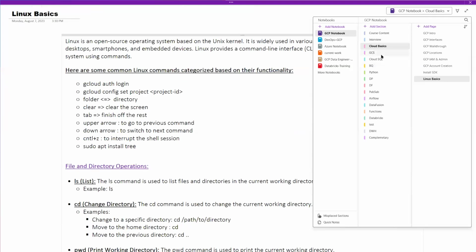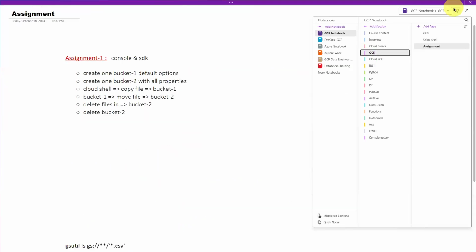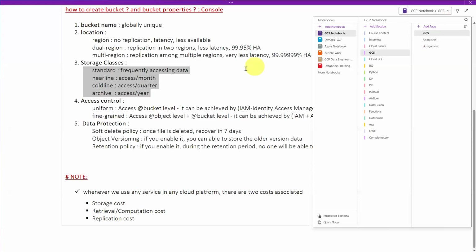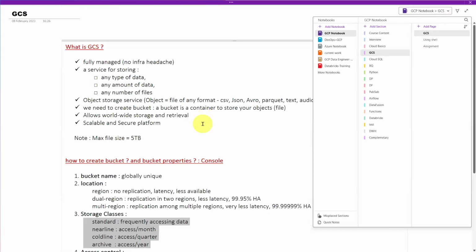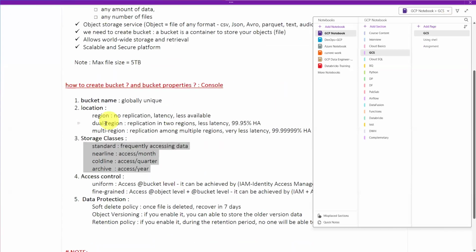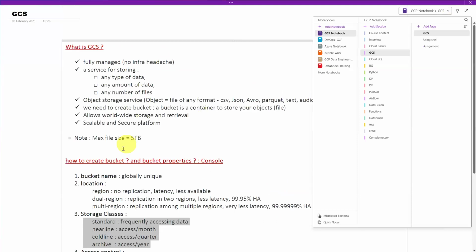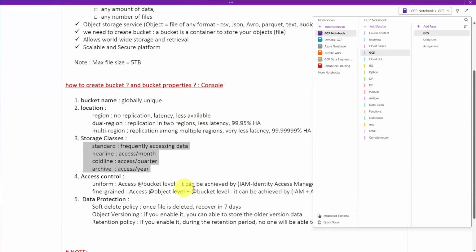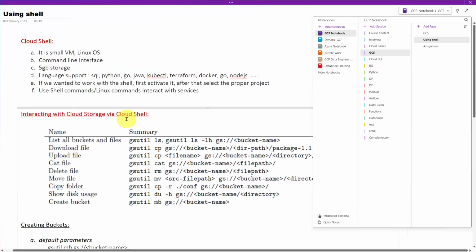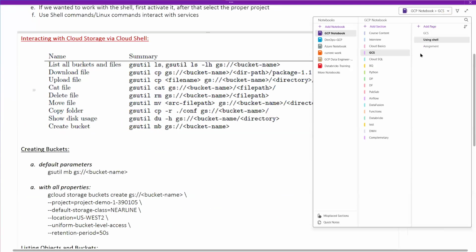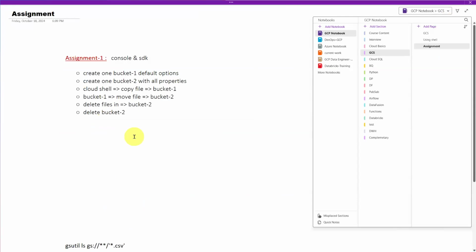Once cloud basics is covered, we are going to enter into Google Cloud Storage, one of our first services for data engineering. What is Google Cloud Storage? How do we work with Google Cloud Storage? By creating a bucket. While creating the bucket, what are the properties we have to give? From the console way of creating it, and Cloud Shell, how do we create a bucket using Cloud Shell also? And you have an assignment also.